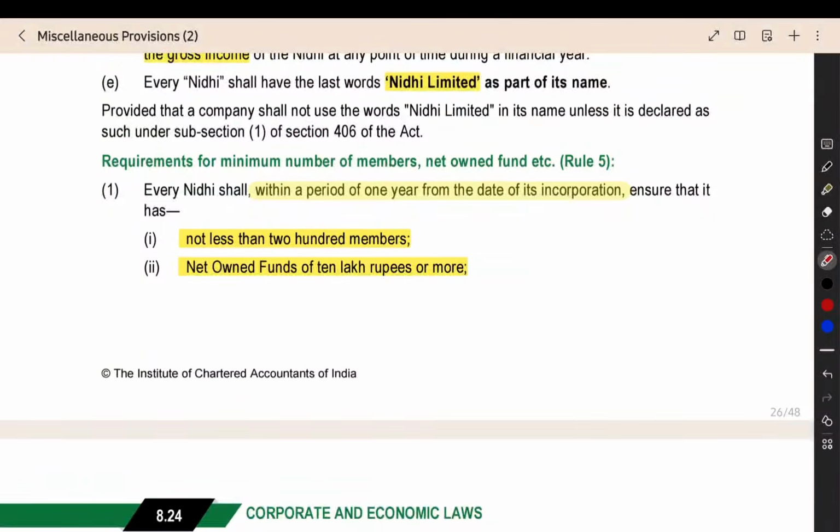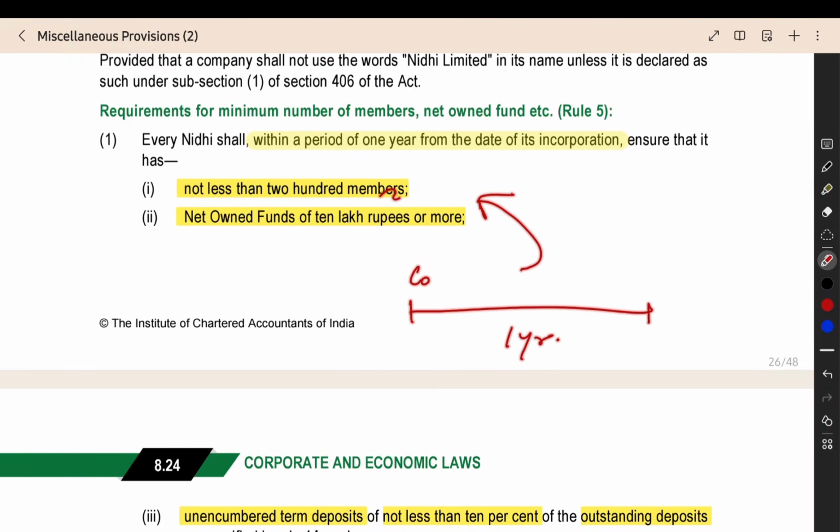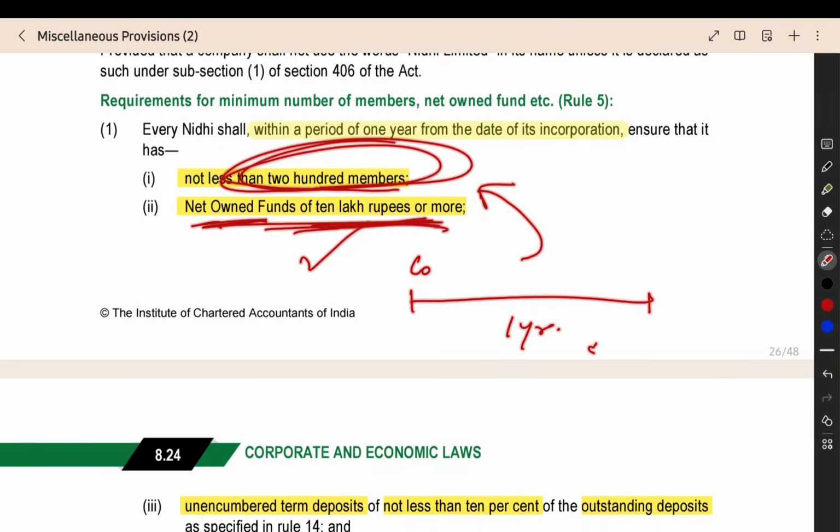So here, what is the procedure? Within a period of 1 year from the date of incorporation, first you have to create a normal company and then you have 1 year. Within that year, you have to fulfill the requirement. What requirement? 200 members, net owned fund 10 lakh rupees. You have to fulfill this requirement.